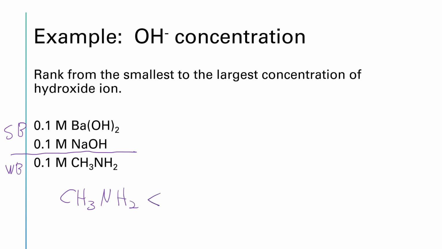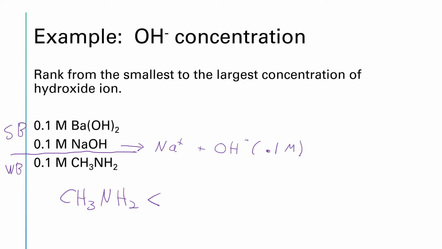So the methylamine is going to have the smallest concentration of hydroxide ions. Then we've got to compare sodium hydroxide and barium hydroxide. The sodium is a group 1 metal. Barium is one of the heavier group 2 metals. So both of these are strong bases. But check this out. When sodium hydroxide ionizes, we're going to get a sodium ion and a hydroxide ion. And it ionizes completely, so that's a one-way arrow. So the concentration of hydroxide in this solution will be 0.1 molar.